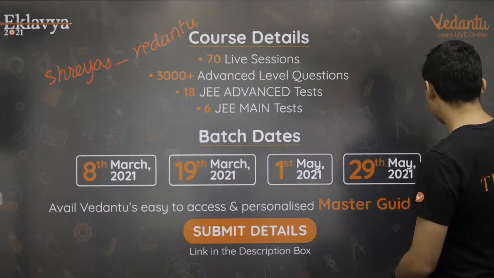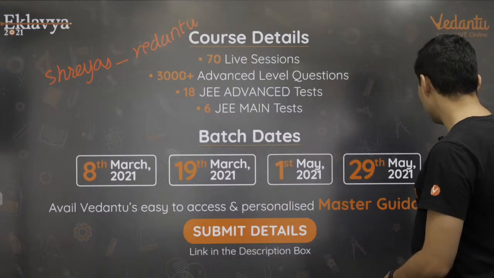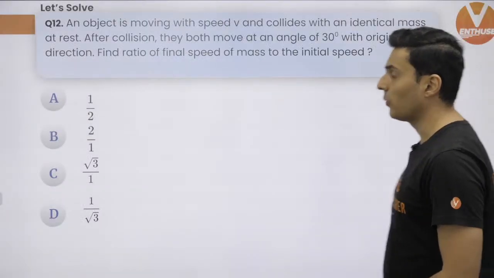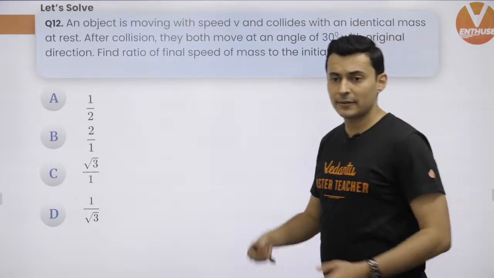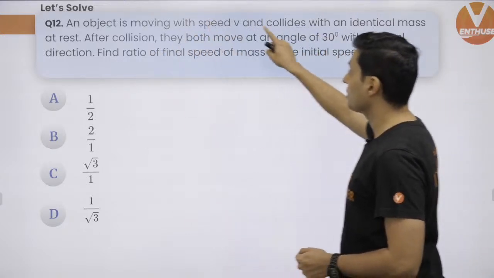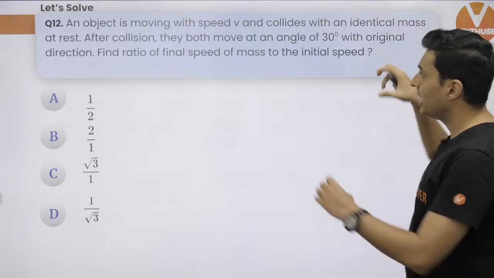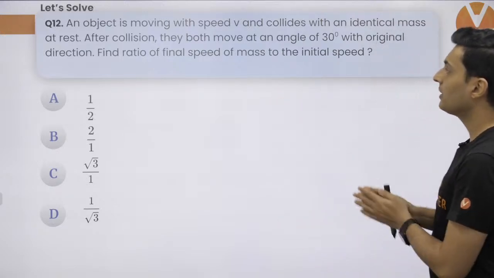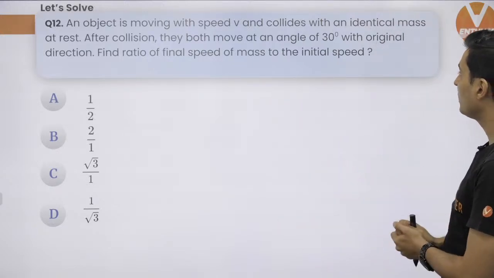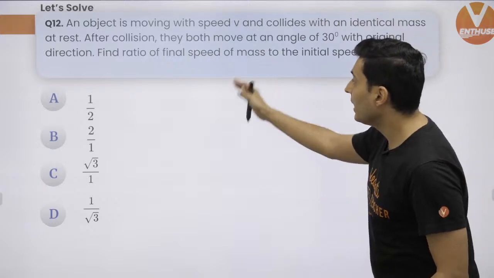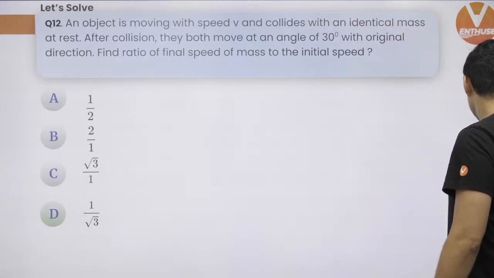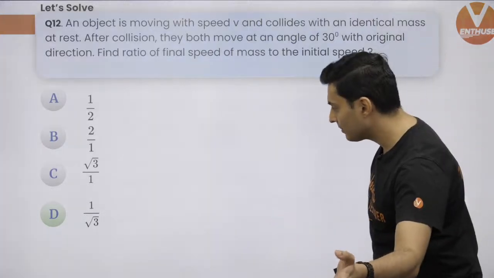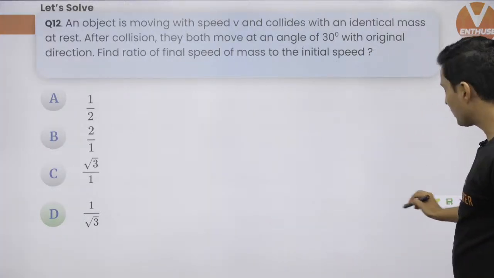Yes, so let's get going to the next set of questions coming up on your screen now. So here is the next question. An object is moving with some speed and it collides with an identical mass at rest. After the collision, they both move at an angle of 30 degrees with the original direction. Find the ratio of final speed to the initial speed. Okay, so let's do this. Oh, my bad. I think I just showed the answer. It's okay. Forget the answer.